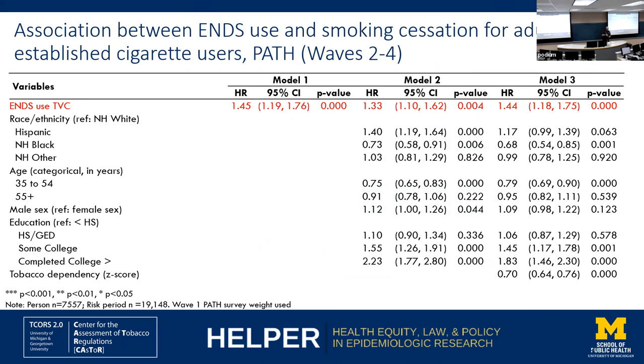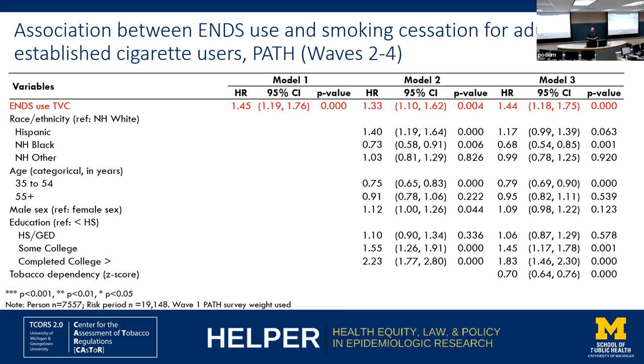But in terms of the three models I said at the start that we're going to look at, I'm looking at the 7,557 people, the same risk period. I'm using the wave one weights here. In model one, all I'm including is the effective time, which I don't show you, but that's the baseline hazard, and our time-varying covariate, the ENDS use predictor. And you'll see the hazard is 1.45, statistically significant, right? So I'm saying that ENDS use at the previous wave is predicting cessation at the next wave. Again, not necessarily a published valid example, but that's what the results look like.